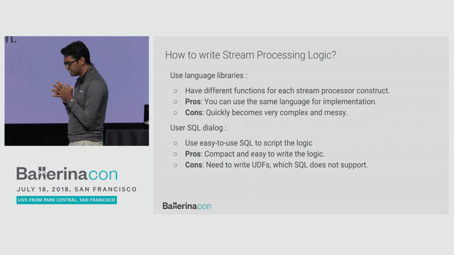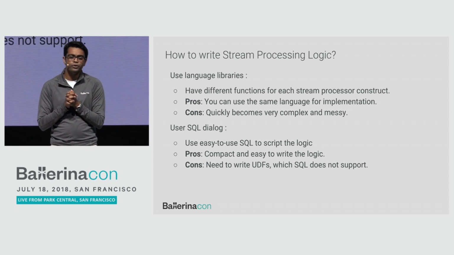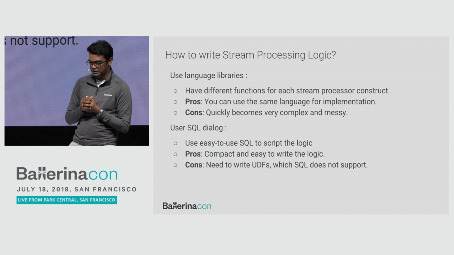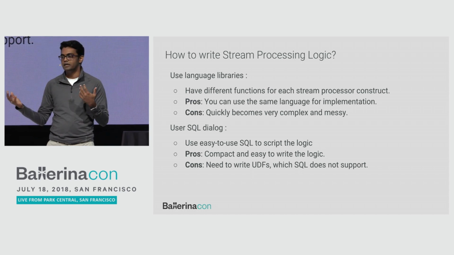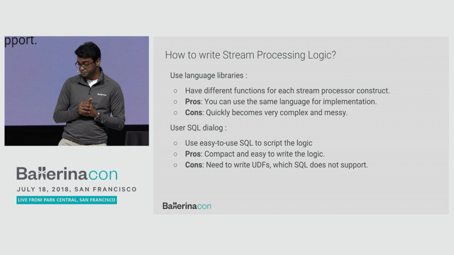So if you want to build a stream processing language or logic, how can you do that? One way of doing that is basically, okay, we implement language libraries, and we incorporate them, and we try to build something around it.